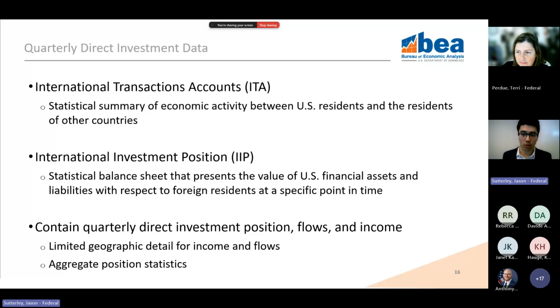So both data sets contain quarterly direct investment position, flows, and income. However, there's limited geographic detail for income and flows, and it's important to remember that these data sets are aggregate position statistics.